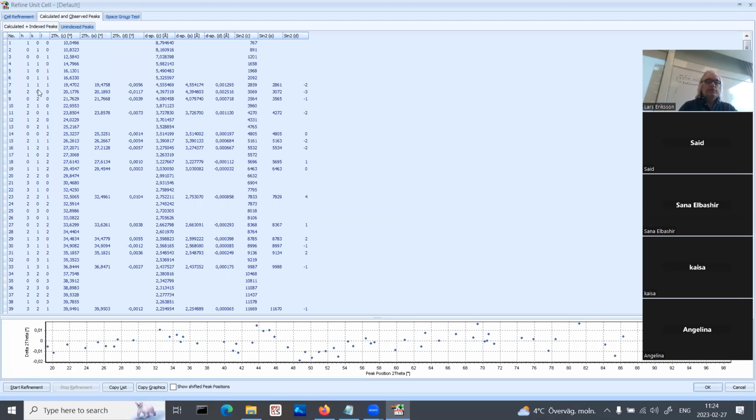Orthorhombic crystal system. The 100 seems to be absent, or at least we don't see it. Now, perhaps we should skip this space group determination and go into EXPO instead.